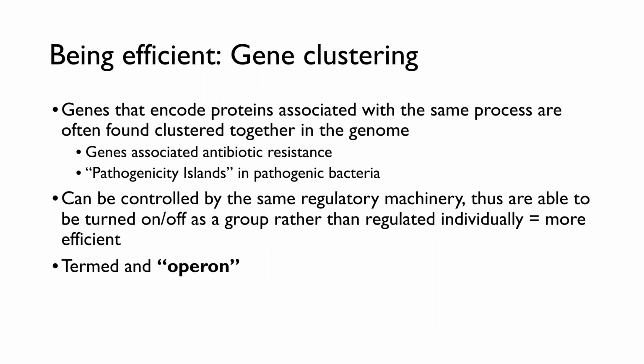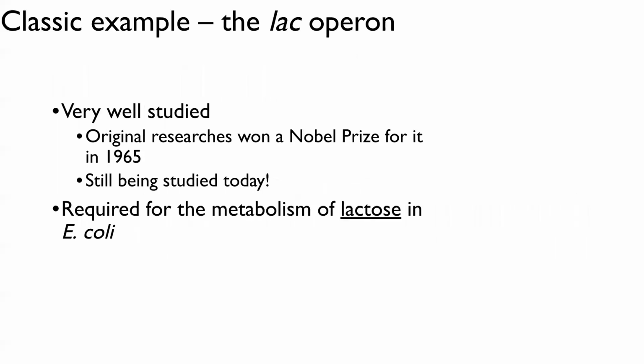But these genes, when they're clustered together, can be controlled by the same regulatory machinery. And this makes them much easier to be turned on and turned off as a group rather than being regulated individually, which makes them much more efficient. And when you have a bunch of genes that are involved in a similar process together on the same genome, regulated by the same machinery, we term this an operon.